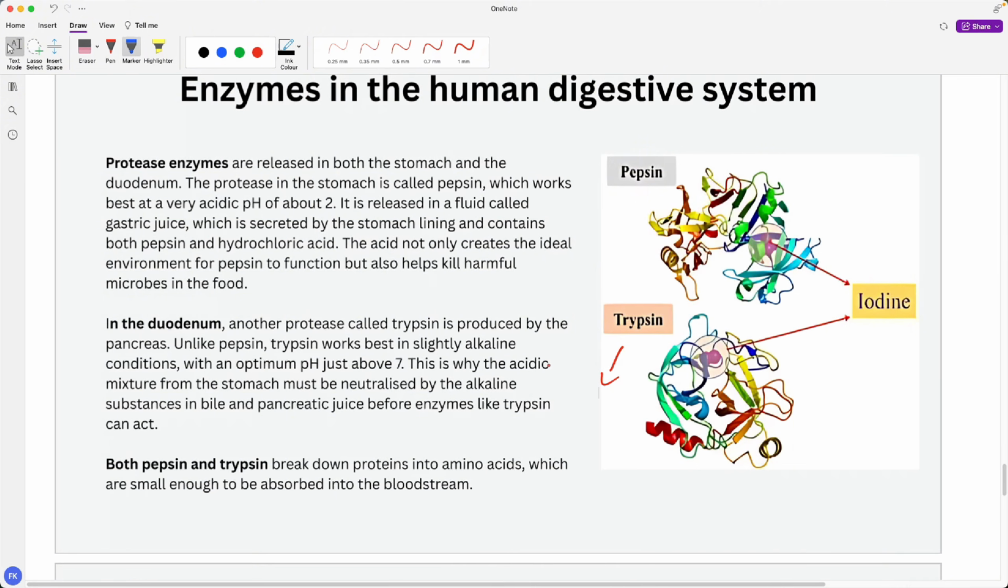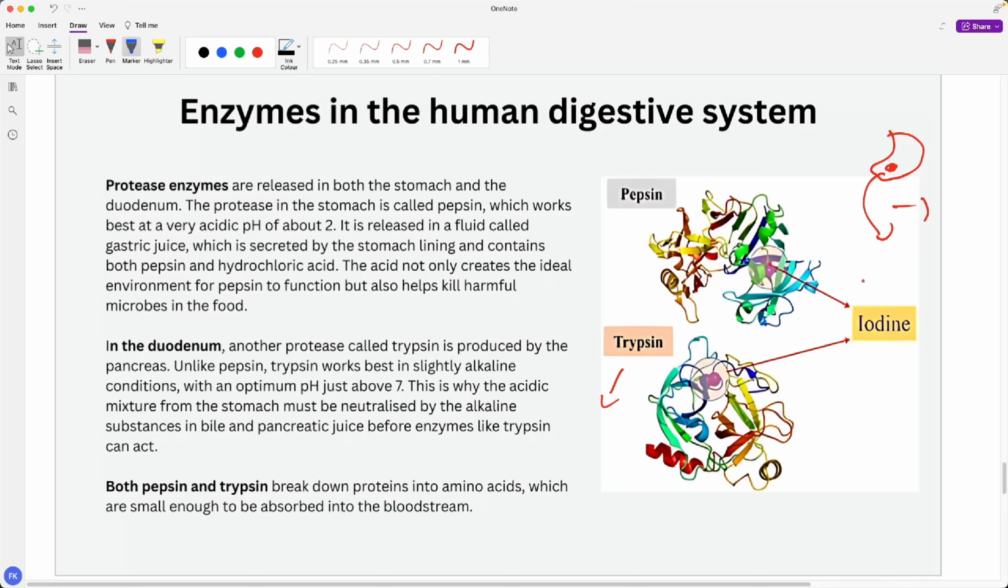This is why the acidic mixture from the stomach must be neutralized by alkaline substances. Look, the stomach, for example, this is a stomach. It has acids, right? If it flows to the small intestine, it might cause harm to the cells, right? So the acid needs to be neutralized. So both the pancreas and the duodenum release alkaline substances that neutralize the acidic environment. Both pepsin and trypsin break down protein into amino acids, which we just explained, which are small enough to be absorbed into the bloodstream.